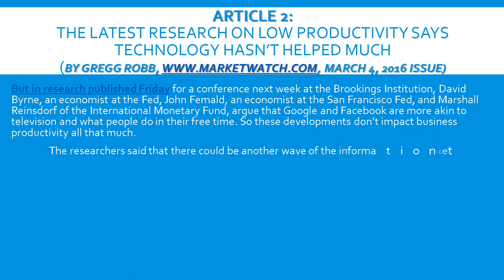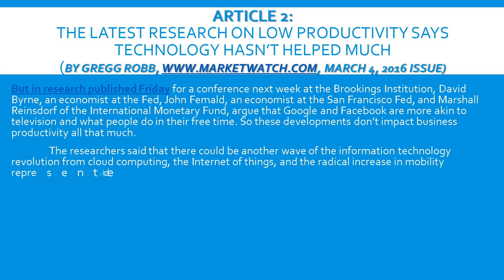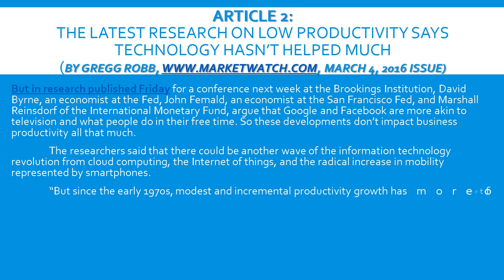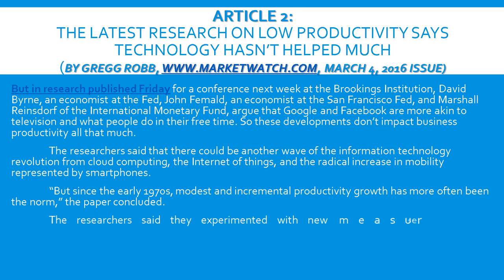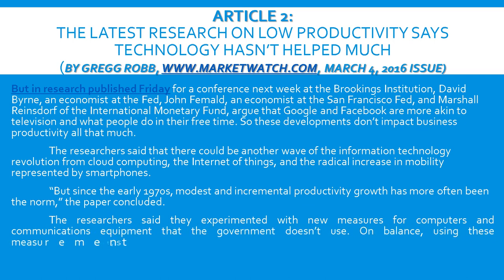The researchers said that there could be another wave of information technology revolution from cloud computing, the Internet of Things, and the radical increase in mobility represented by smartphones. But since the early 1970s, modest and incremental productivity growth has more often been the norm, the paper concluded. The researchers said they experimented with new measures for computers and communications equipment that the government doesn't use. On balance, using these measurements, the labor productivity slowdown is modestly larger.